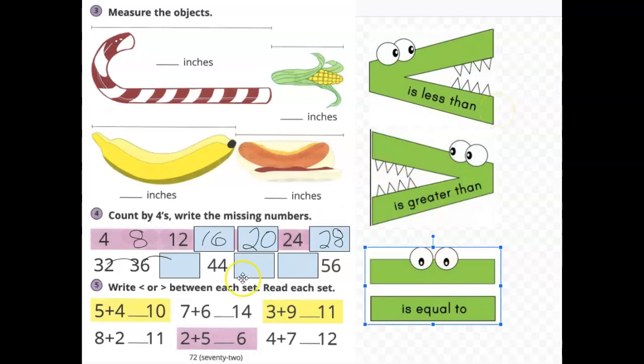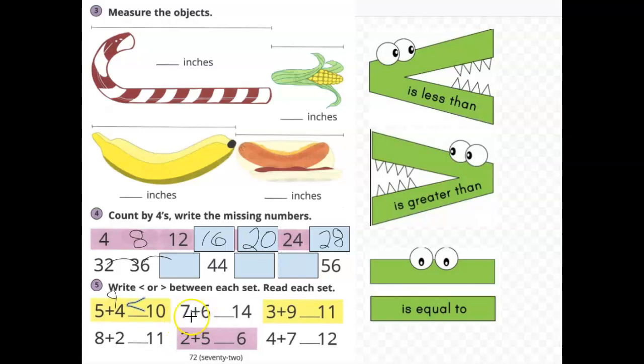Now the crocodile's hungry and he likes to eat the biggest number. Okay? So we start by adding our number sentence. 5 plus 4. What's 5 plus 4? 5, 6, 7, 8, 9. Right? So we're at 9. Now, crocodile's super hungry. He wants to eat the bigger number. So is he going to eat a 9 or is he going to eat a 10? He's going to eat a 10, right? Because he's big. He wants the biggest number. So we draw it like that. Our crocodile mouth is eating the 10.